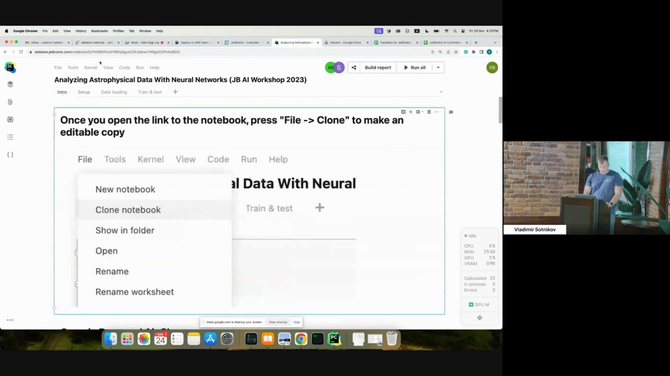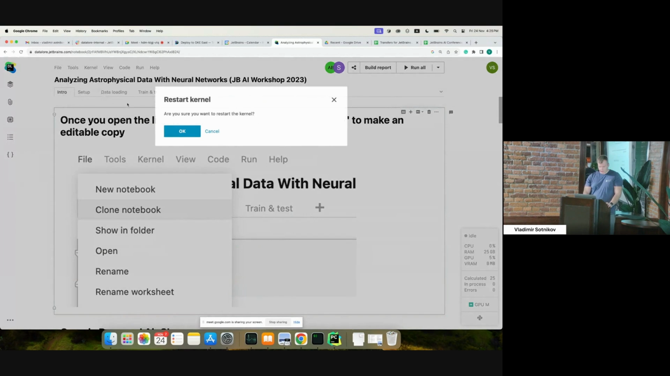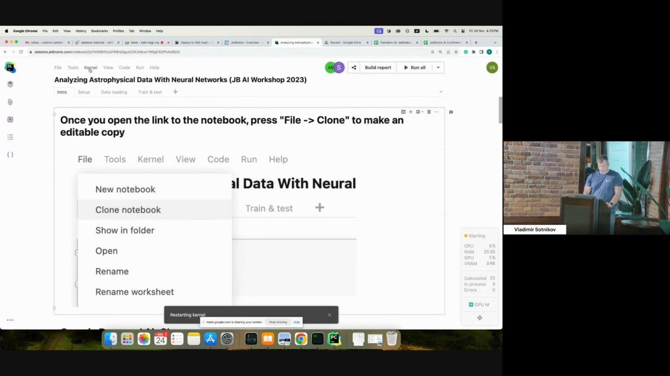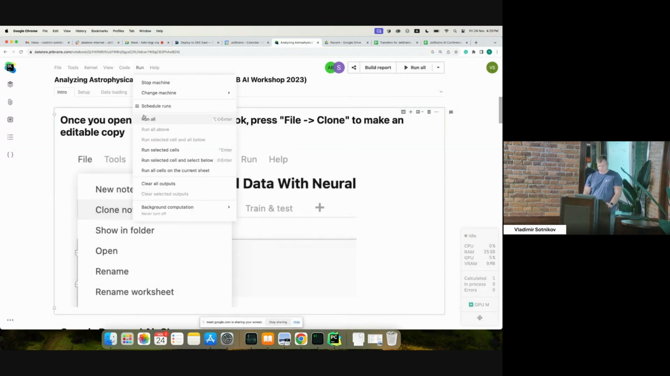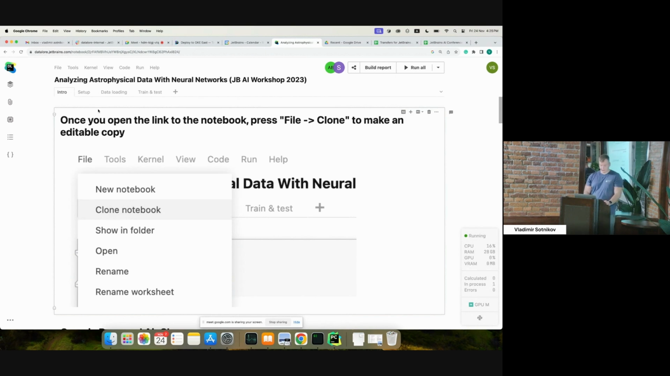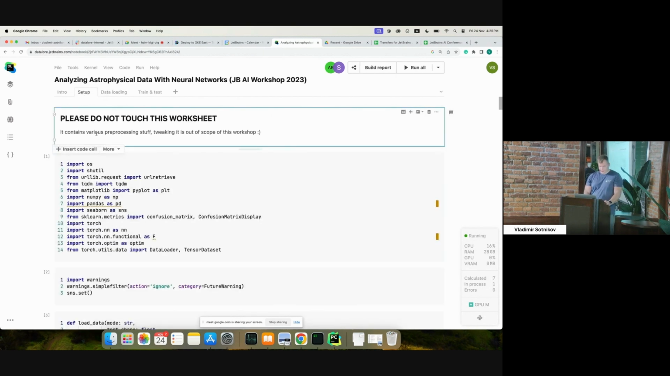So I'm gonna restart my kernel just in case, and press run all. Actually, I should have done this probably from the very beginning. Now we're probably gonna wait a minute or two while the data is loading.